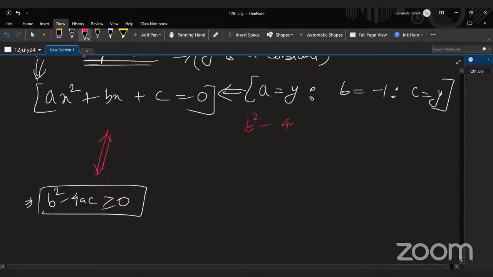So I need to check b square minus 4ac is greater than or equal to 0. So what is my b square? My b square is 1, minus 4 times ac, which is 4y square, is greater than or equal to 0, right? So 1 minus 4y square is greater than or equal to 0.